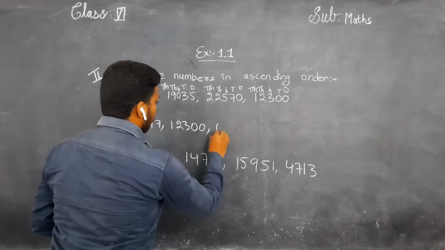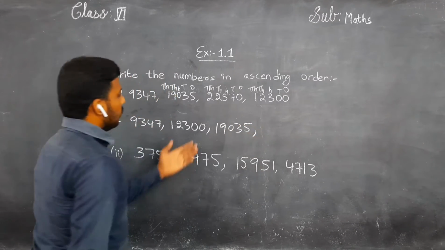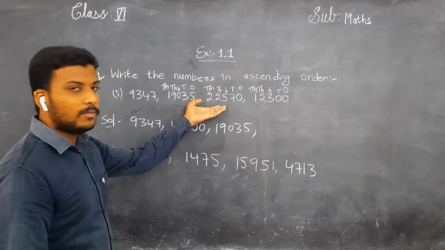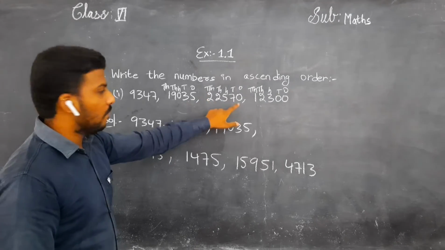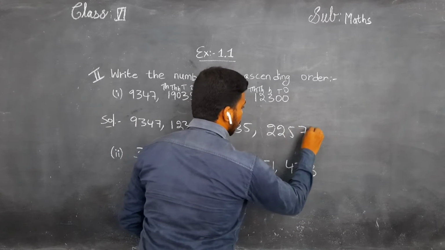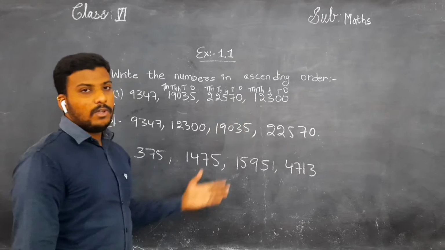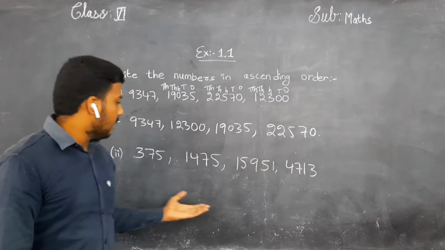Obviously this is the next number. Understand? 1, 9, 0, 3, 5. Then this is the biggest number. You already know it, 22,570. Okay, ascending order. We got the values from smallest value to biggest value. You do the next sum.